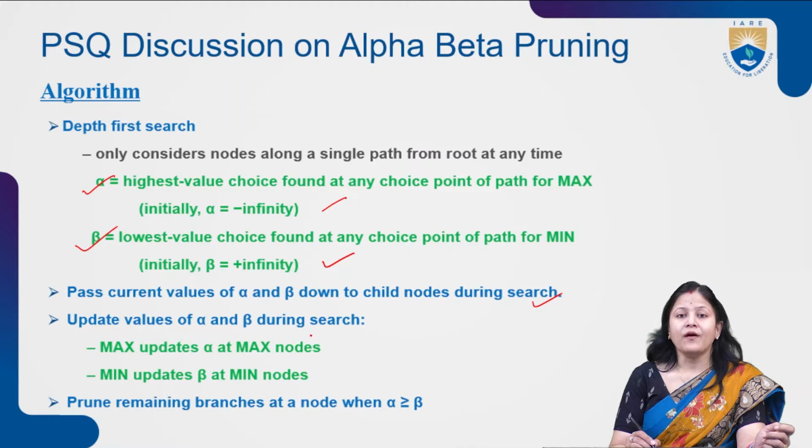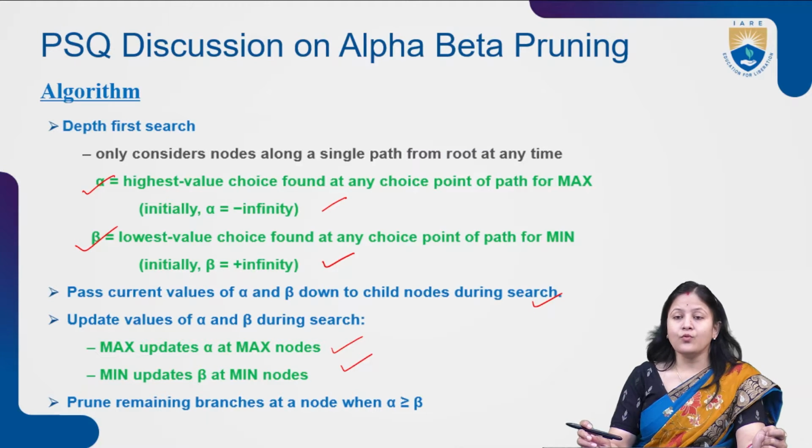Update the value of alpha and beta during the search process. That means max updates the alpha value, and min updates the beta value, and prune the remaining branches at the node whenever this condition is satisfied: alpha is greater than or equal to beta.